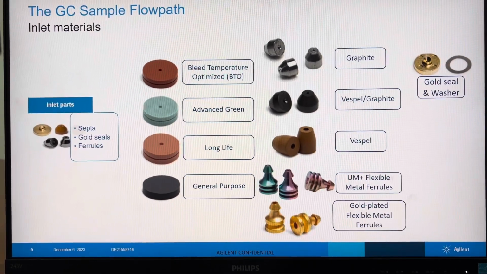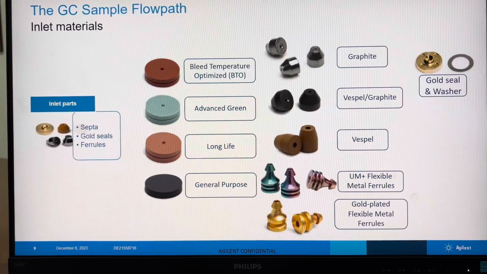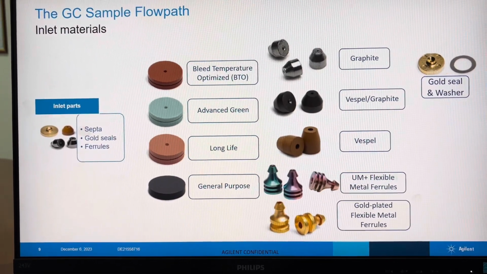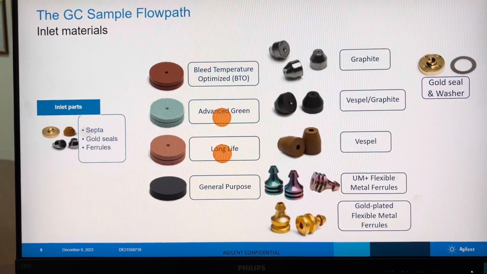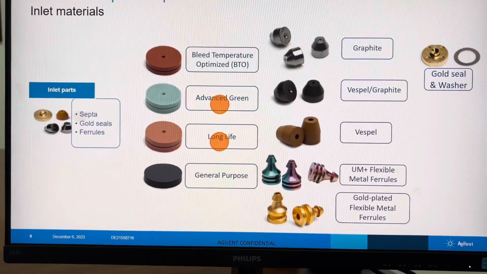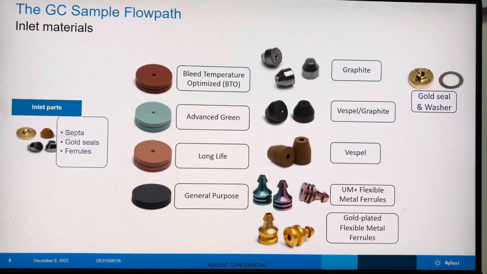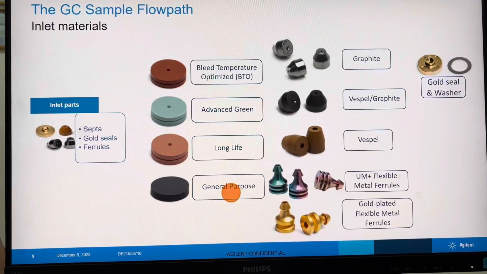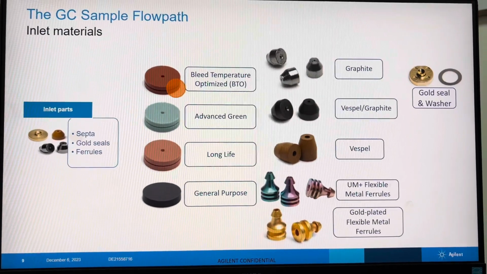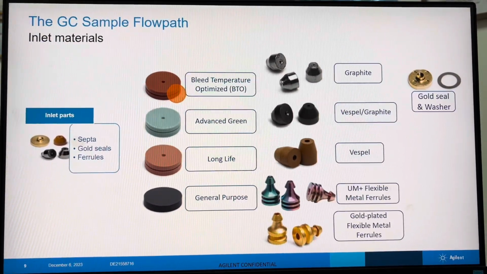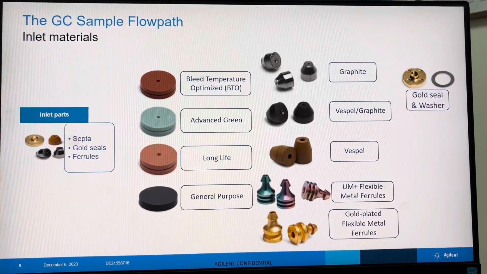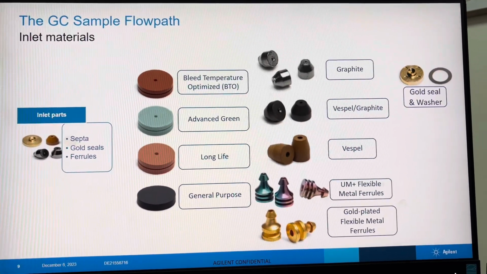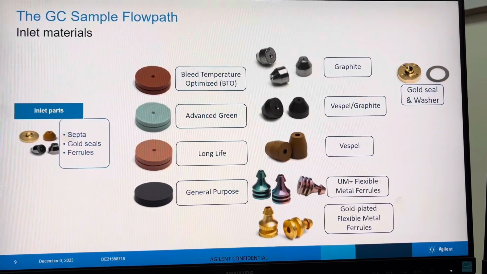And we have advanced green long life septas. These are for slightly higher temperature purposes, and then there are general purpose septa also. All these septas are where we can introduce contamination risk. While installing a septa, we need to be careful not to touch it with our hands, which would introduce contamination from our hands. That is the reason blister packings are available for Hazelnut.